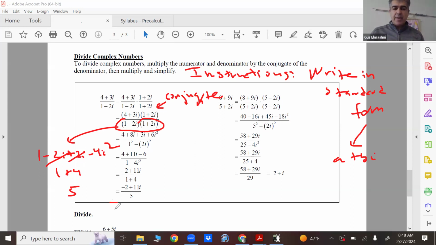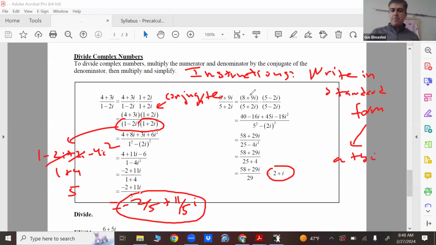And actually, technically, you should write it like this: negative 2/5 plus 11/5 i, where you can easily identify what is a and what is b. Likewise over here, we did top and bottom, multiplying both top and bottom by the same thing. It's fair treatment, right? You're not changing the value of the expression, but you're doing a cosmetic change. Really helpful comment.